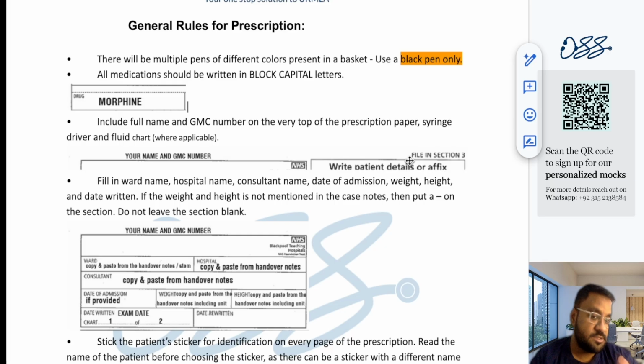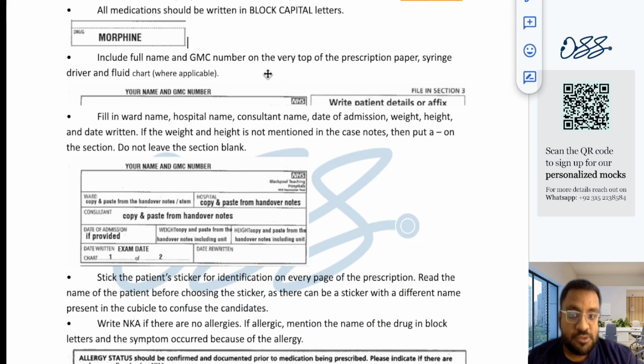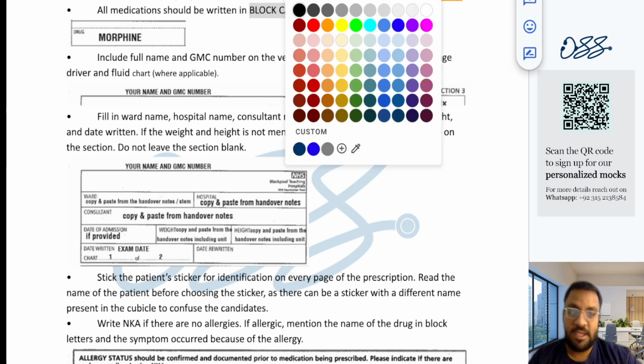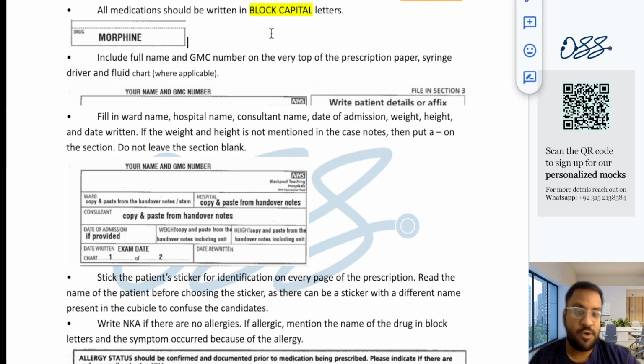So make sure that you pick up the black pen and then write the prescription in black pen. Any other color, you're gonna fail the station. Number one. Number two, all medication should be written in block capital letters. Okay, another common mistake that people make is they don't write it in block letters.